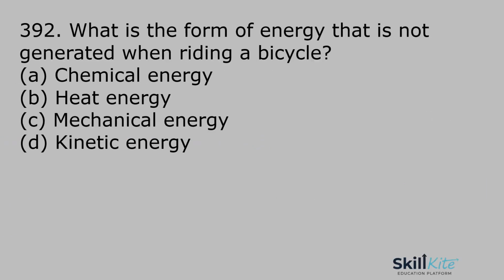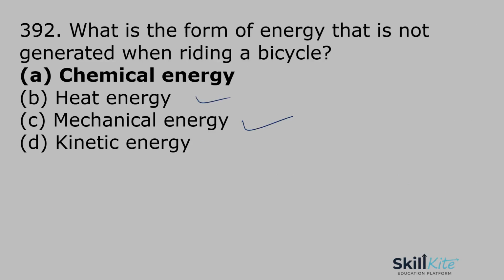What is the form of energy that is not generated when riding a bicycle? That is chemical energy. Heat energy, mechanical energy and kinetic energy we can observe when we ride a bicycle. But chemical energy is stored in chemical compounds, so chemical energy is not the option here.